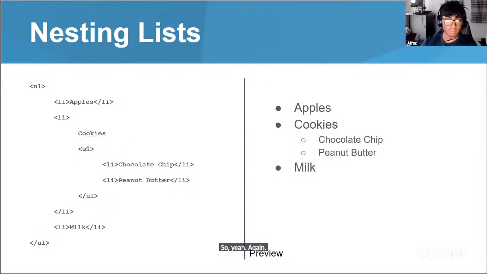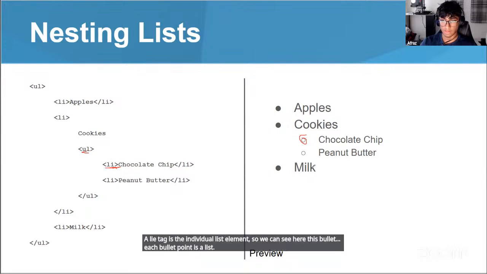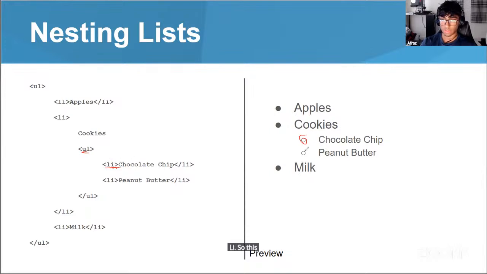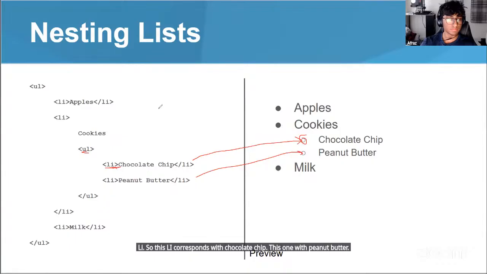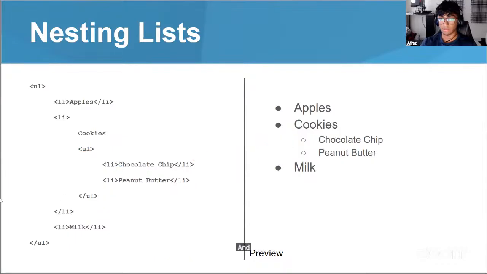Again, the ul tag is unordered list. The li tag is the individual list element. So we can see here each bullet point is a list li. This li corresponds with chocolate chip, and this one with peanut butter. And let's go on to the next slide.